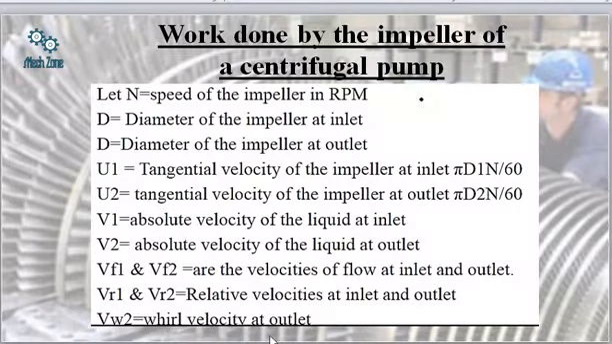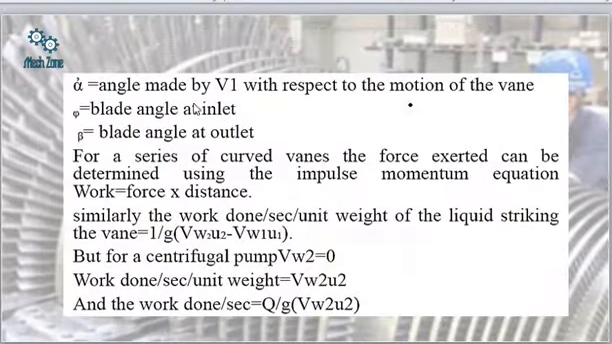Vw2 is the whirl velocity at outlet. Alpha is the angle made by the absolute velocity at inlet with respect to the motion of the vane, phi is the blade angle at inlet, and beta is the blade angle at outlet. We definitely have to remember all these terms because they will be used in the numericals.